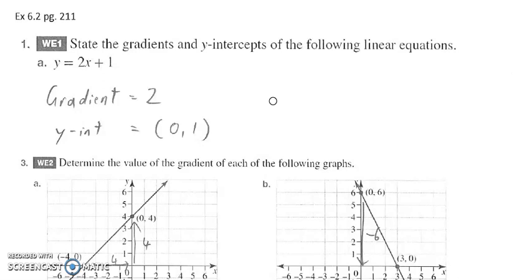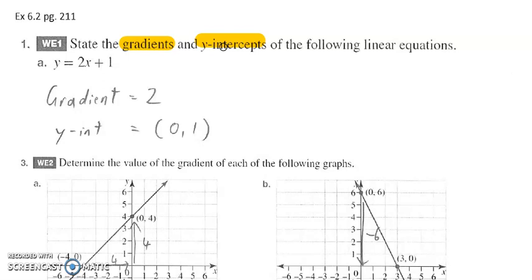So, question 1 is asking for the gradient and y-intercept of an equation here. Just a reminder what these terms mean. Gradient is basically the maths word for slope. How steep is a line? Y-intercept is where a line hits the y-axis.